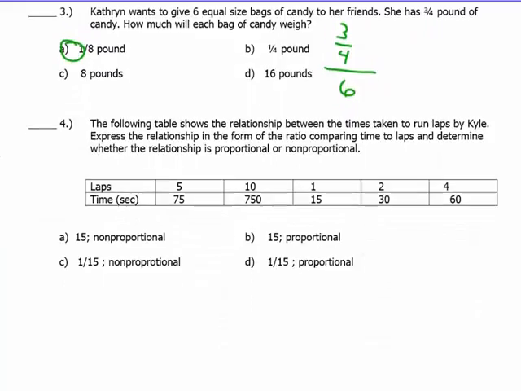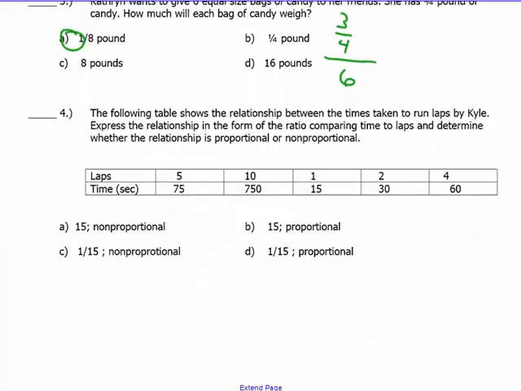Okay, number 4. The following table shows the relationship between the times taken to run laps by Kyle. Express the relationship in the form of the ratio comparing times to time. So anyway, we're going to divide. So we're going to divide 75 divided by 5, which gives us 15. Then I want to know, is it going to be proportional or not?